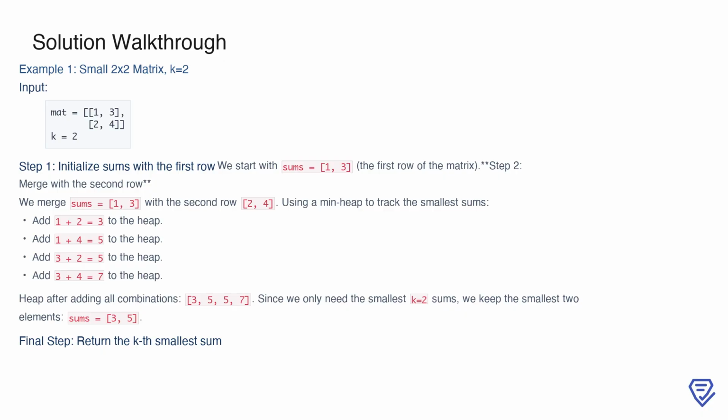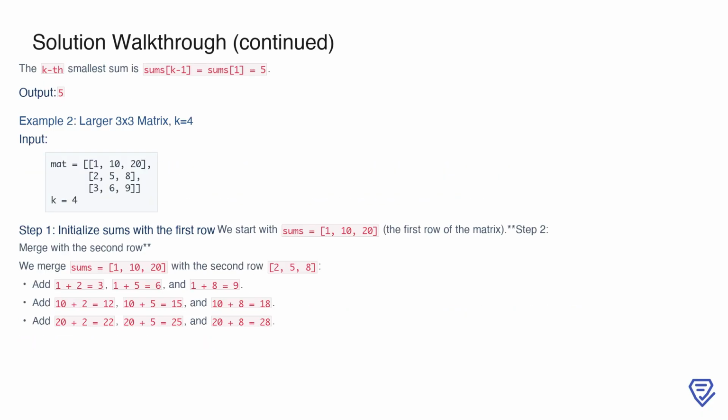Since we only need the smallest k equals 2 sums, we extract the two smallest elements from the heap, resulting in sums equals [3, 5]. The process involves limiting the size of the heap to retain only the smallest values, which ensures efficiency. Now that we have reduced the sums to 3, 5, we can directly return the kth smallest sum. Since k equals 2, the kth smallest sum corresponds to sums[k-1], which is sums[1] equals 5. Therefore, the output for this example is 5.